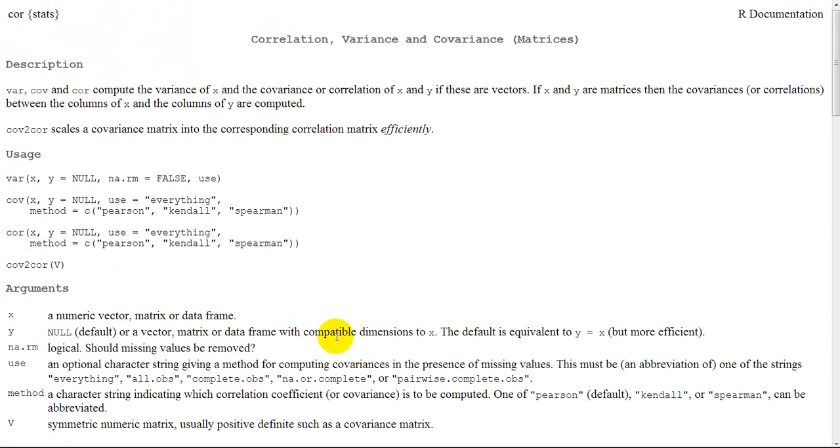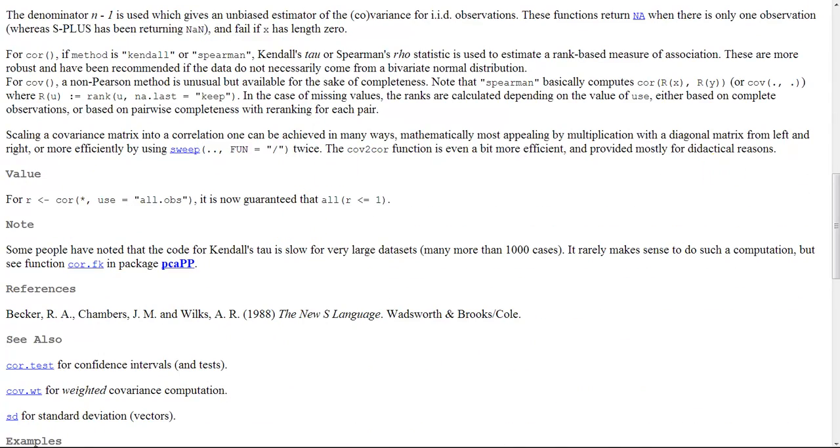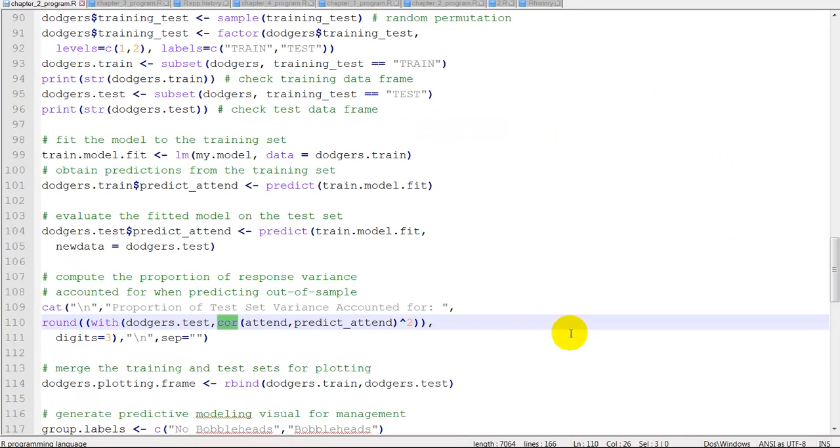Since this is not a course in statistics, we're not going to cover the details of this, but this function usually takes two arguments, and you're looking for the correlation between those two arguments. In our case, we will also take two arguments, and we'll run it like this. So we're looking for the correlation between attendance and predicted attendance.